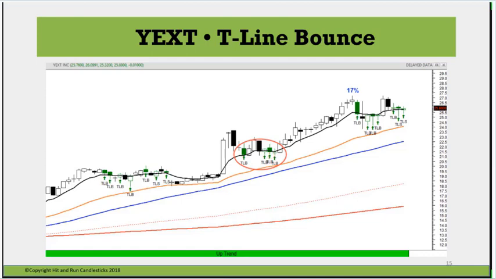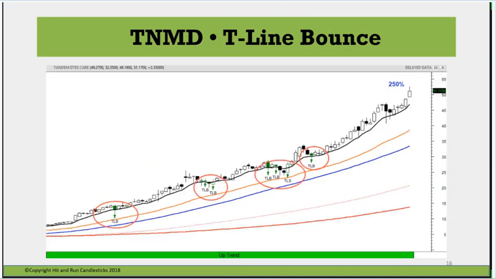So if you were to place an entry in this area right here, once again, we have that pop, that pullback, first, second pullback after those big breakouts. Pull back, you start getting these alerts in here. There's a nice little 17% trade there. There we go. Here's TNMD.